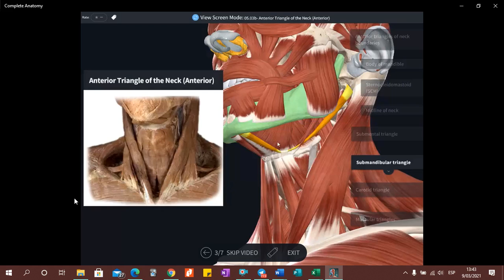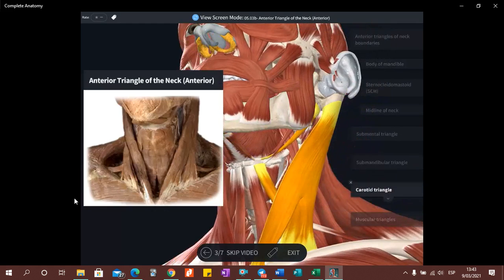These are actually innervated by different nerves. The anterior digastric is innervated by a branch of V3, the nerve to mylohyoid, but the facial nerve innervates the posterior belly of the digastric. And then here's the mandible, the inferior border of the mandible.